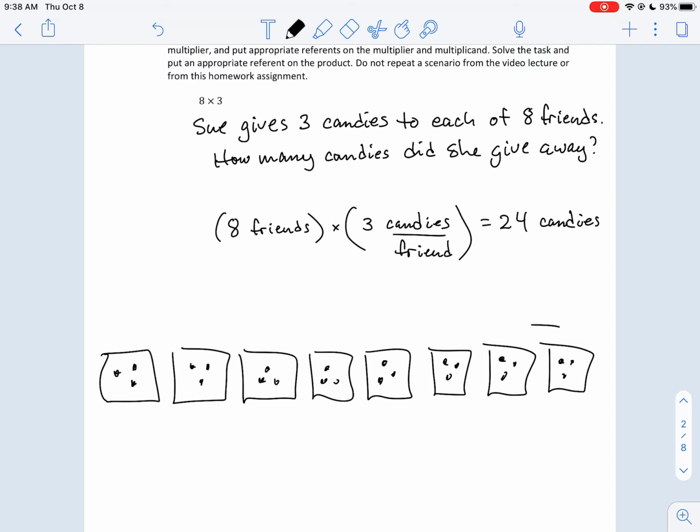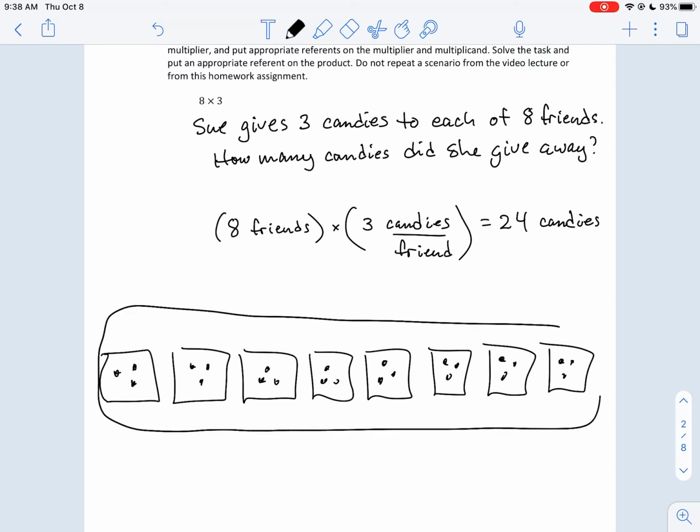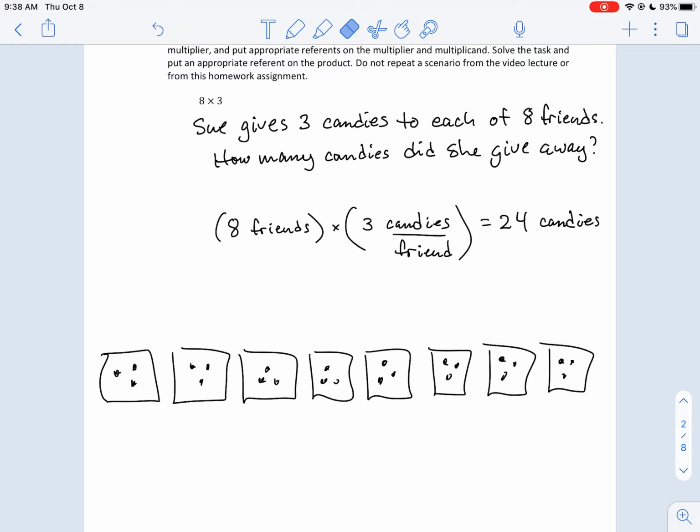And then here, I didn't ask for a visual, but I made a visual anyway. Each box represented a friend. So I had 8 boxes and 8 friends, and there were 3 candies, right? 3 dots in each box. And this represents this notion of 8 copies of 3, where 8 is the multiplier and 3 is the multiplicand.